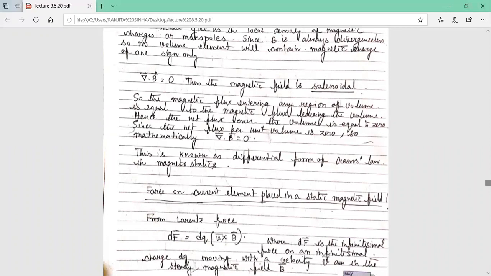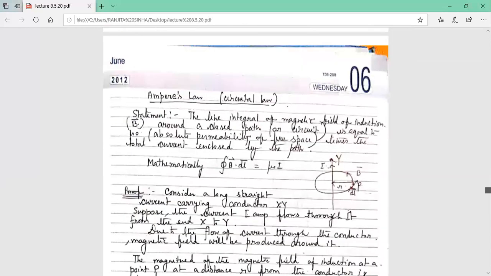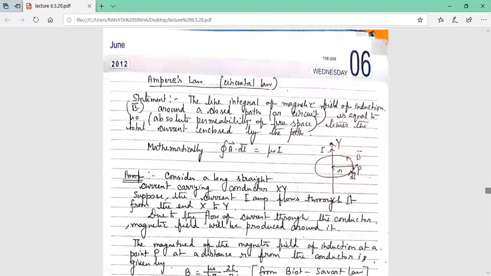Actually, these chapters are not wholly in your syllabus, but as Maxwell equations are in your syllabus, I am just describing all these things. So divergence of B equal to 0 is the second Maxwell equation in differential form.